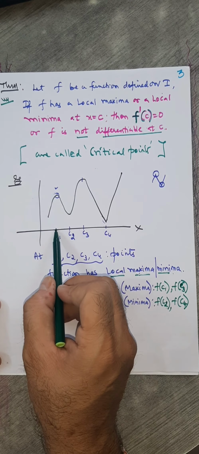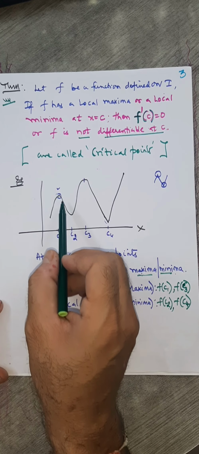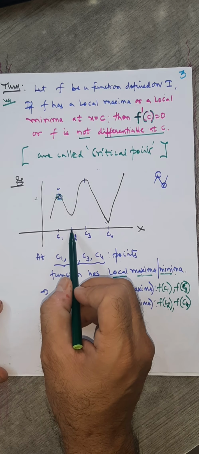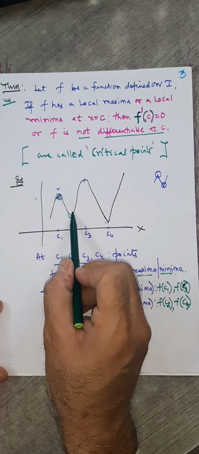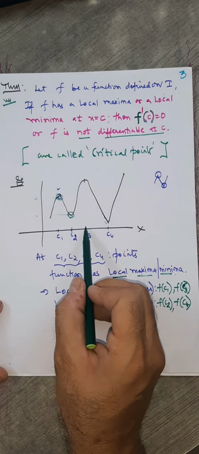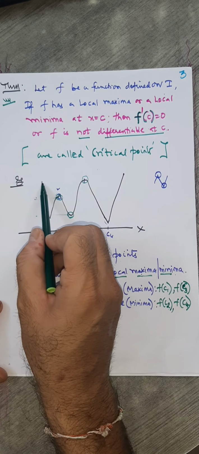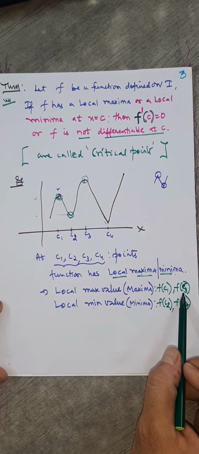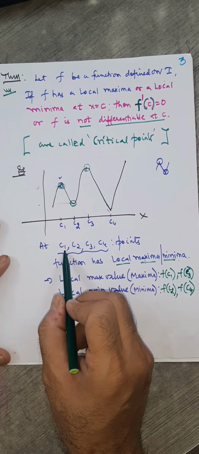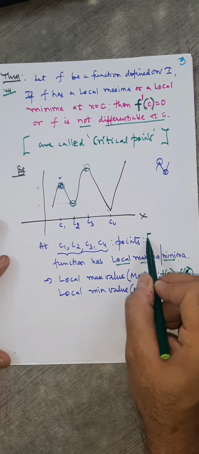It comes from the y-axis, you know. At c1 it has a local maximum, right? But what is that local maximum value? That comes from the graph of the function, that is f of c1. At c2 it has a local minimum value, but what is that minimum value? It comes from the graph of the function, f of c2. At c3 it has a local maximum, but what is that maximum value? It comes from the graph of the function, which is f of c3, and so on, right? And here these points where the function has a local maximum or minimum are sometimes called extreme points.